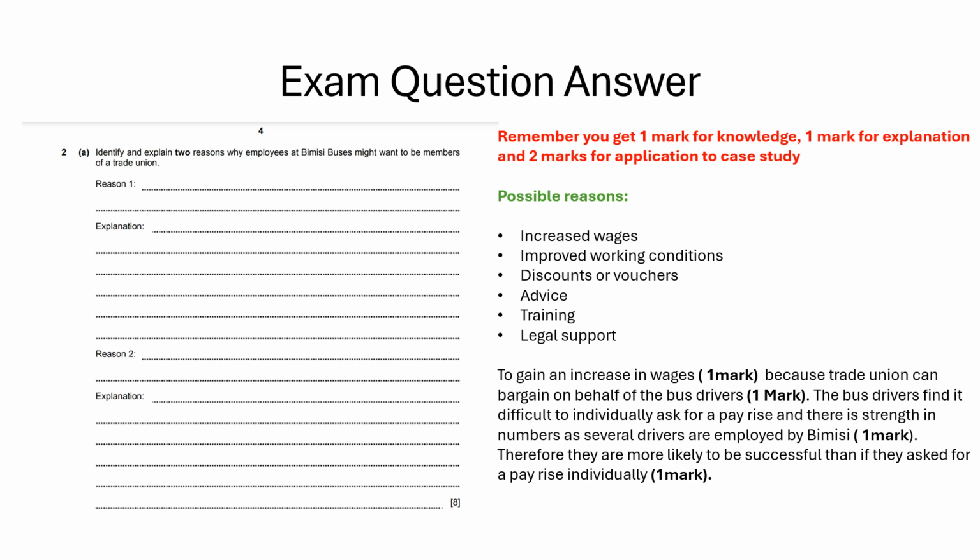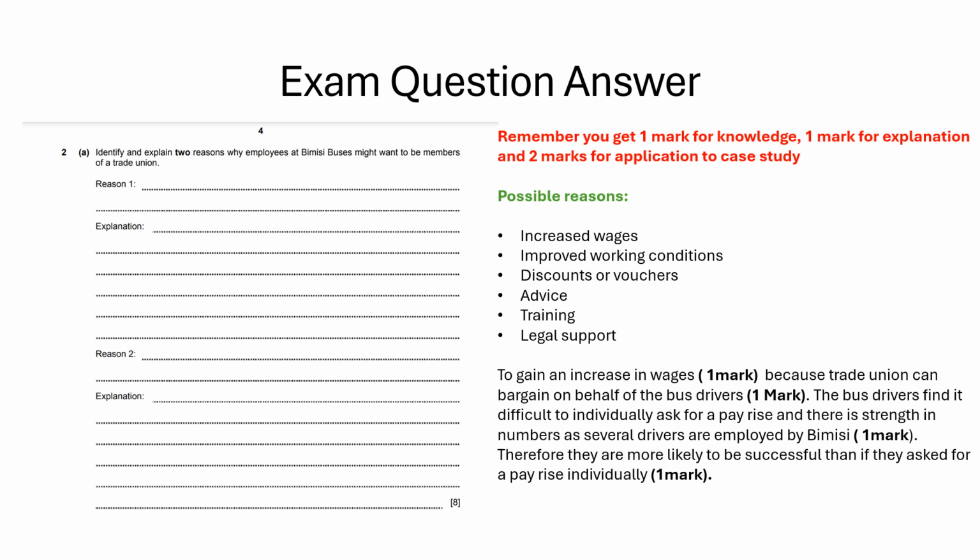Now let's go through a model answer for 1 reason. One reason why employees at BIMSI buses might want to be members of the trade union is to gain an increase in wages. This is your first mark, 1 mark for knowledge. Because trade unions can bargain on behalf of the bus drivers. That's your 2nd mark. Then the bus drivers find it difficult to individually ask for a pay rise, and there is strength in numbers of several drivers being employed at BIMSI. That's your 3rd mark. And therefore, they are more likely to be successful than if they asked for a pay rise individually. That's your 4th mark.